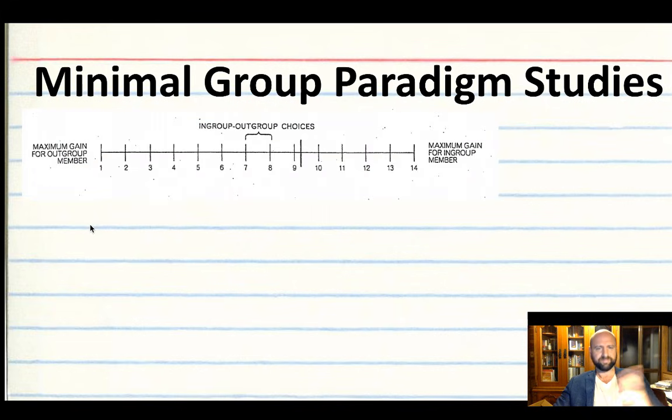And so here's what they found. Now, this would be the most fair, where you're splitting it evenly. If the average was here, it would mean that everyone was 100% biased against the in-group.